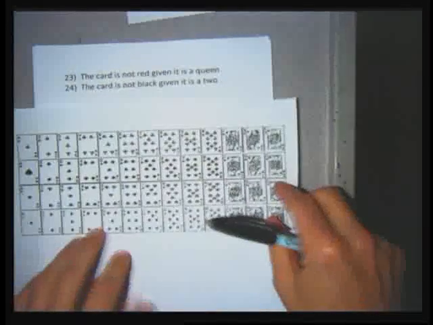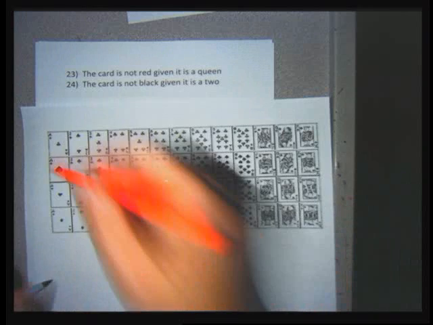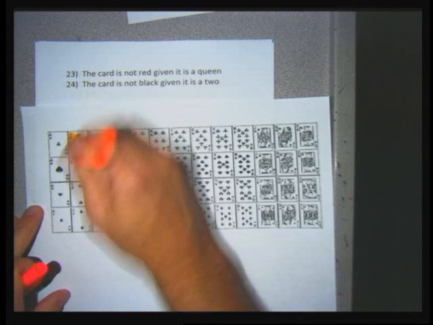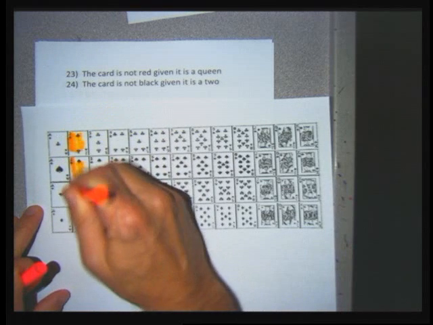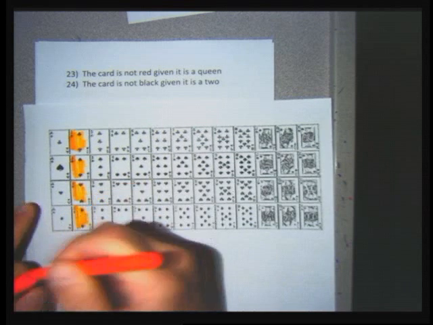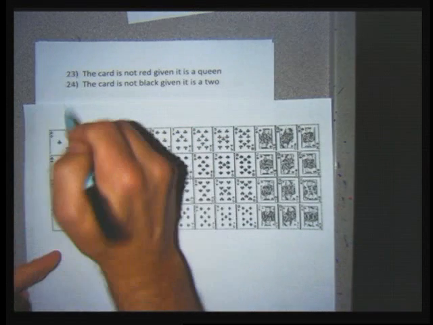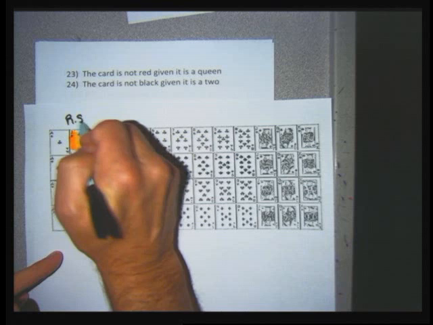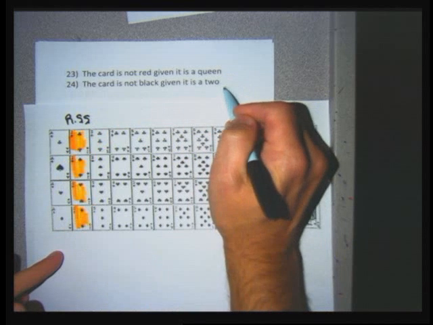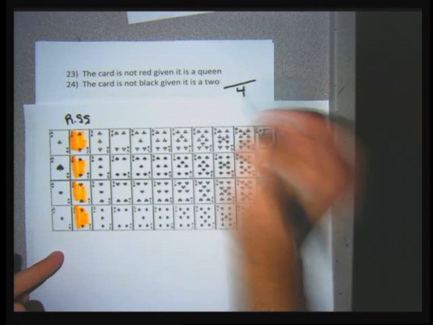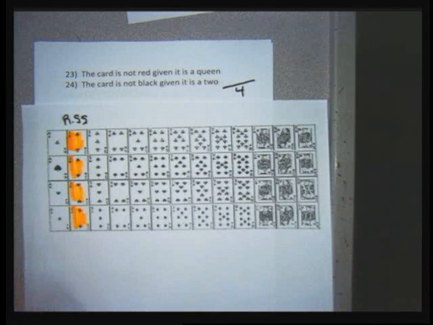All right, 24. First thing I read through problem 24, it says given my card's a 2. So my reduced sample space is only going to contain the 2s because I'm told the card that was picked was a 2. So my reduced sample space has 4 elements in it. Yours will also have 4 elements in it, but yours is going to be the queens.